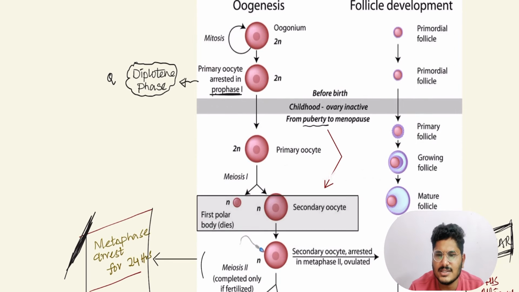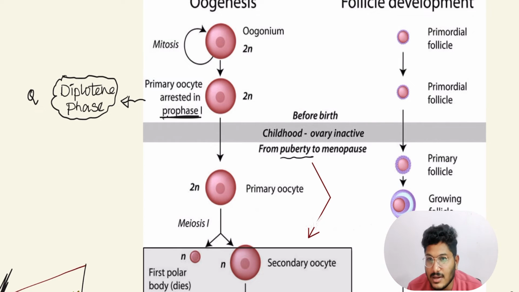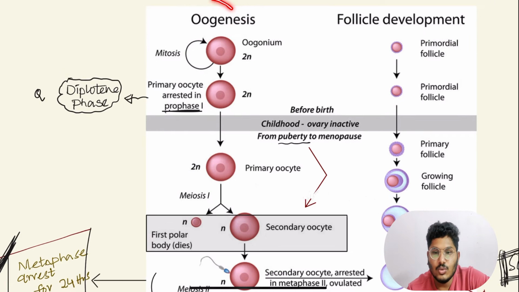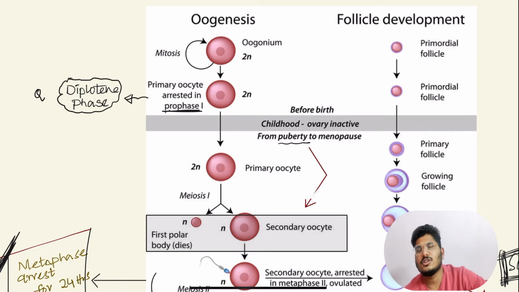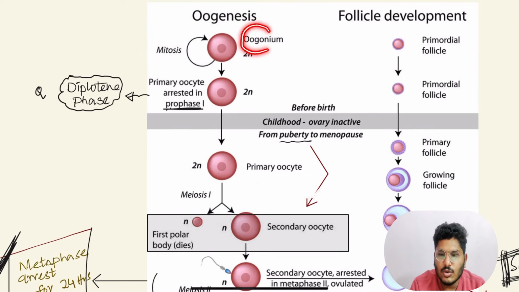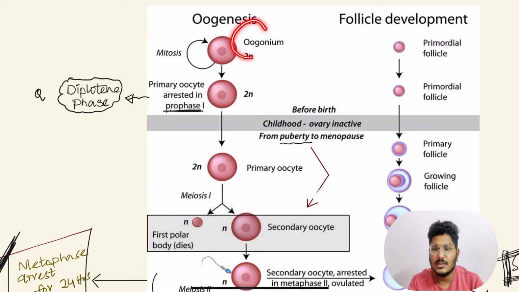Regarding oogenesis, it is peculiarly very important, and it has its own characteristic features. Where is oogenesis occurring? Oogenesis occurs in the ovary. Oogenesis is the formation of mature ova in the ovary from primordial germ cells called oogonia. These oogonia undergo multiple mitotic divisions to produce many oogonia. In the embryo itself, these oogonia start dividing into primary oocytes.